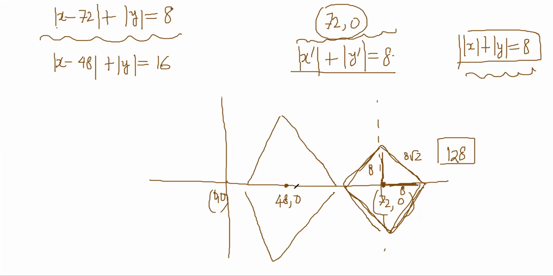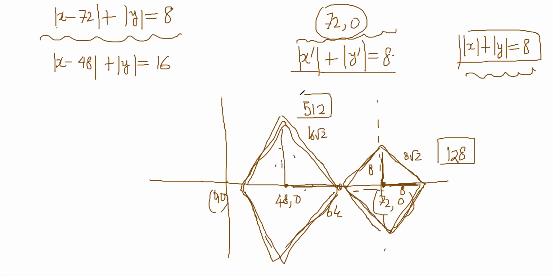Correct? And notice that they are joining together. 48 plus 16 is 64, and 72 minus 8 is this way. You are understanding what is happening? Yes, sir. So this is 16, 16, and this is 16 root 2. The area here was 512. So now areas are diminishing, right? It is a set of squares which are like that.